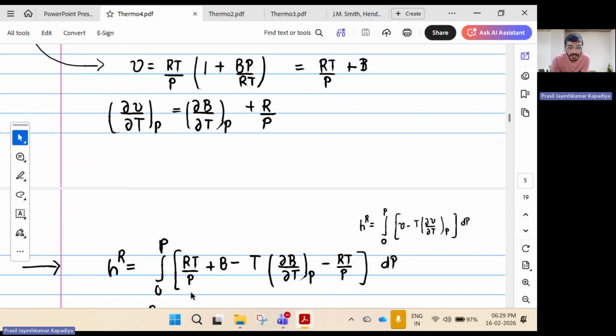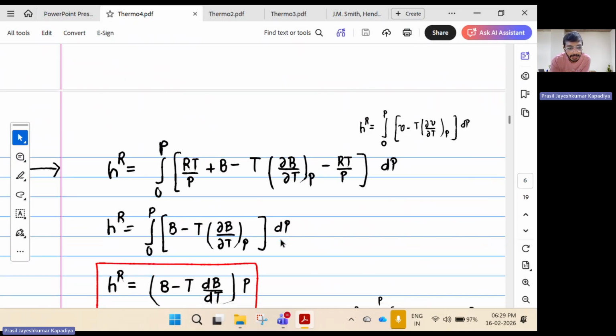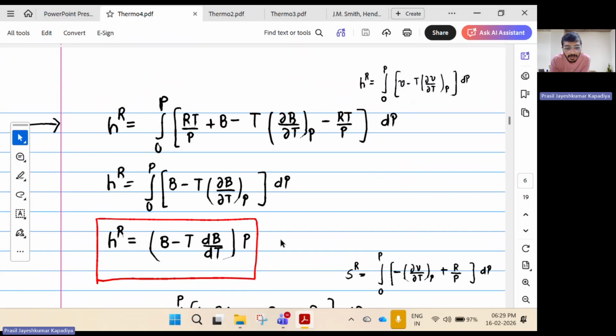So these two terms cancel out and we are only left with the integral from 0 to P of B minus T del B del T at constant pressure dP. If I integrate from 0 to P, I am just left with B minus T dB by dT into P. So this is how I can calculate residual enthalpy using the virial equation of state, when we are dealing with low to moderate pressures where we can truncate the expression at B.